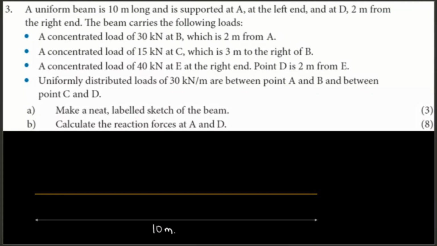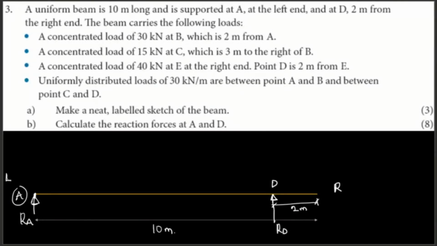The beam is 10 meters long, supported at A at the left end. Whenever I see a support, I'll just put a reaction there. So this is A. And D, 2 meters from the right end. This is the left hand side, this is the right hand side. Let's just assume this is 2 meters. I'm going to name that RD. So that's my section D.